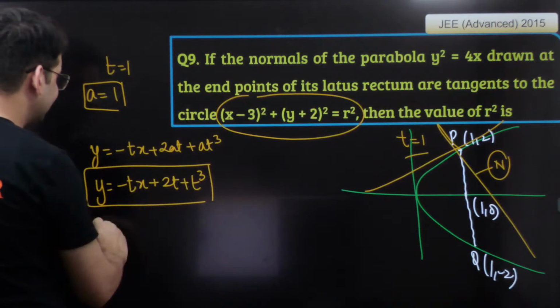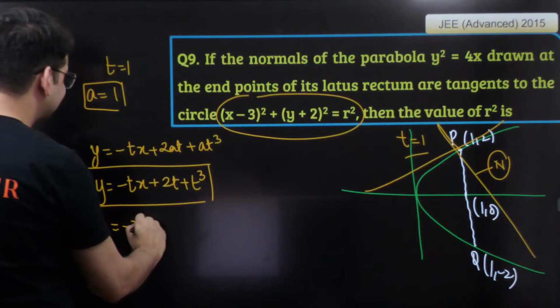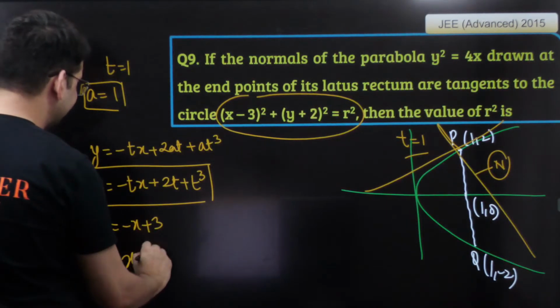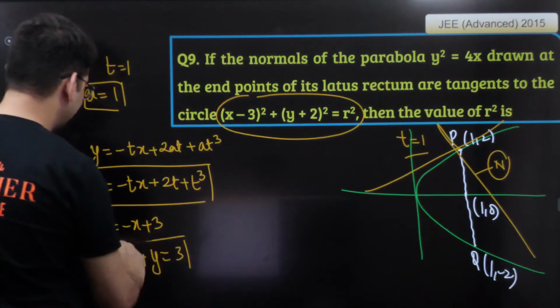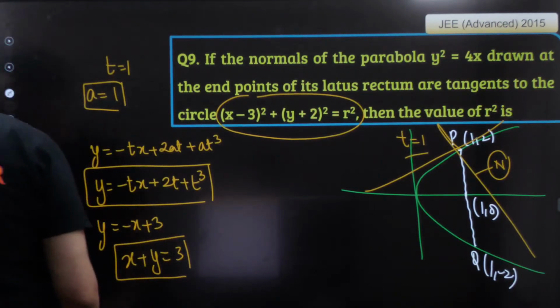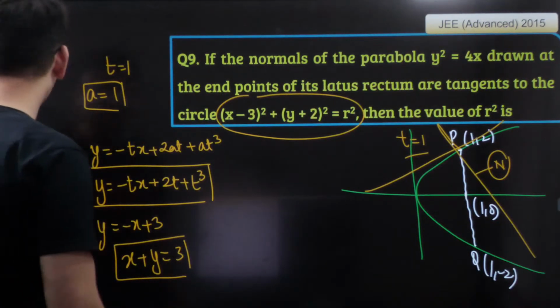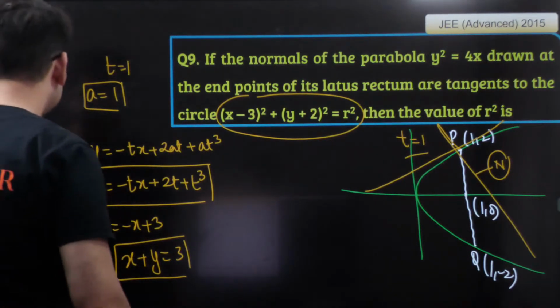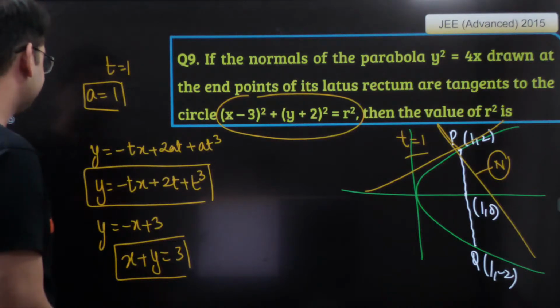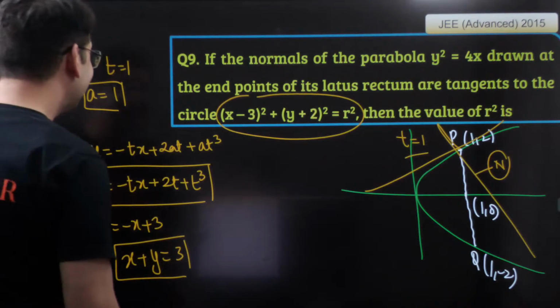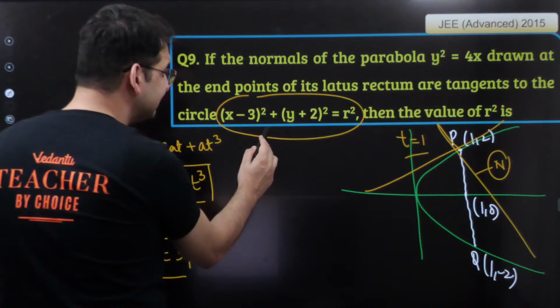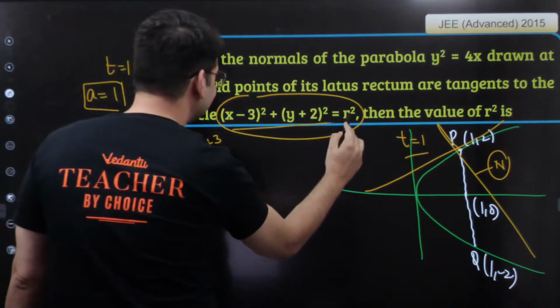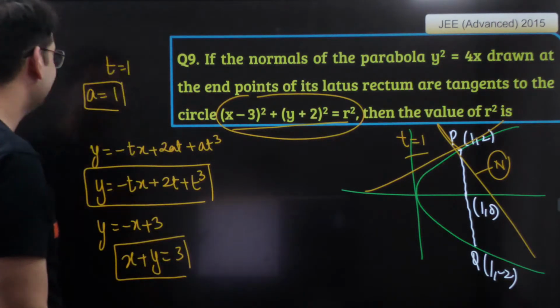At t is equal to 1, the normal becomes y is equal to minus x plus 3, or x plus y is equal to 3. So this is the normal. Now guys, if this is the normal, what does it say? This normal is the tangent to this circle. I think we are done.